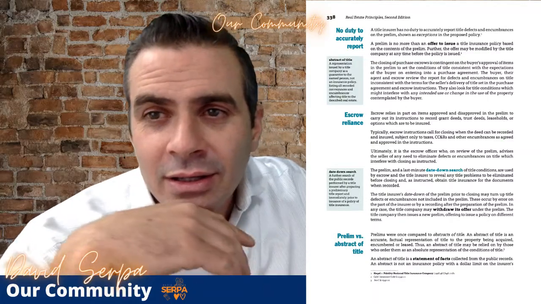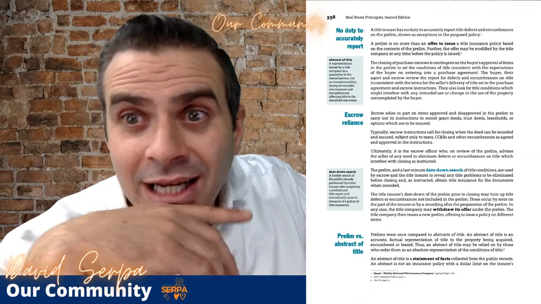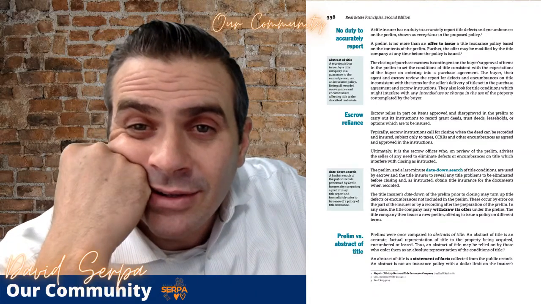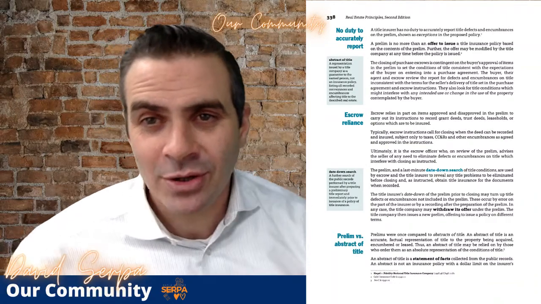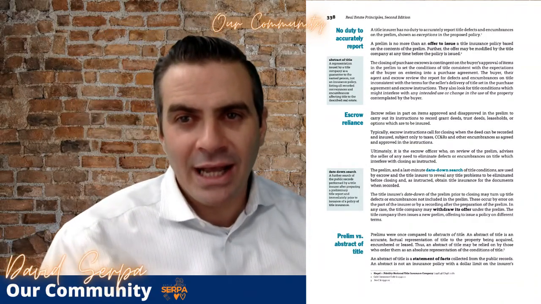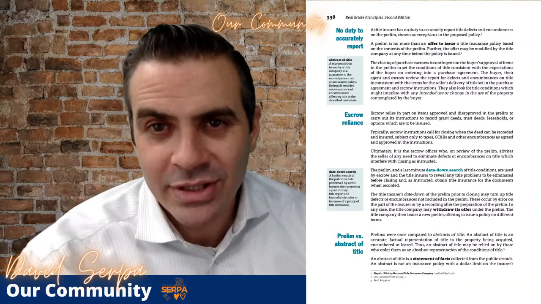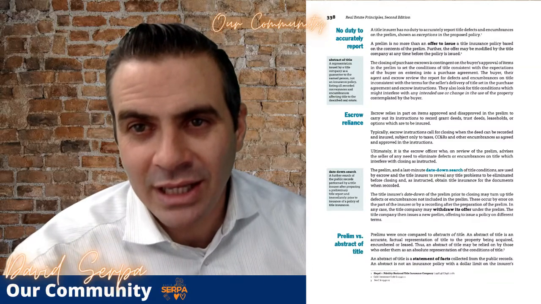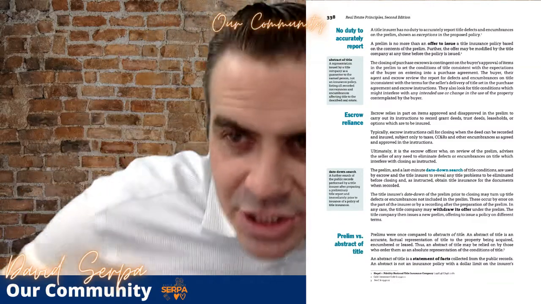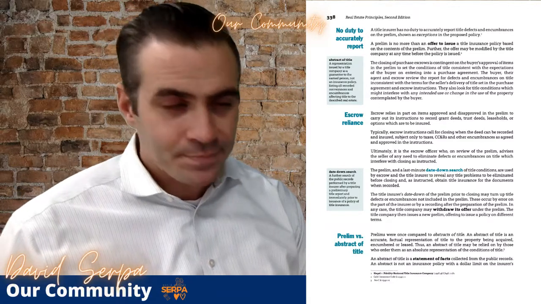The buyer, their agent, and escrow review the report for defects and encumbrances on title inconsistent with the terms for the seller's delivery of title set on the purchase agreement and escrow instructions. They also look for title conditions which might interfere with the intended use or change in the use of the property contemplated by the buyer.